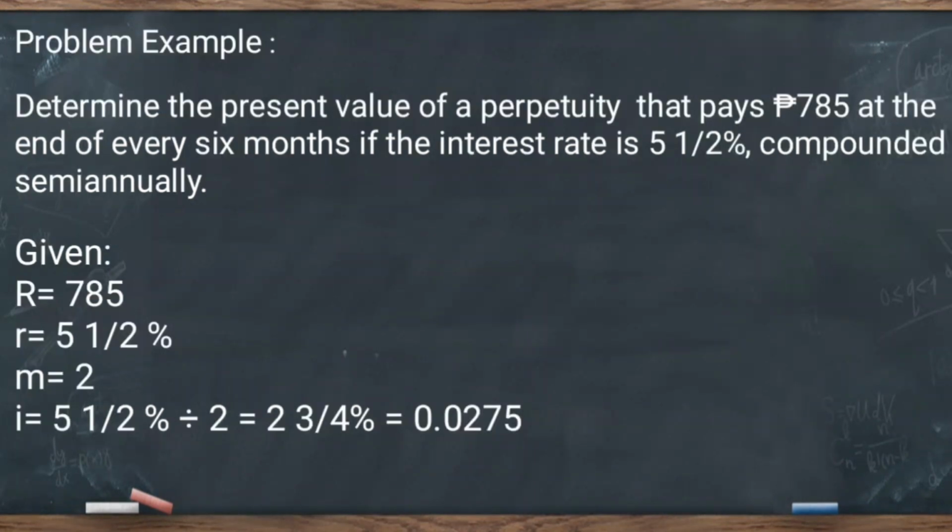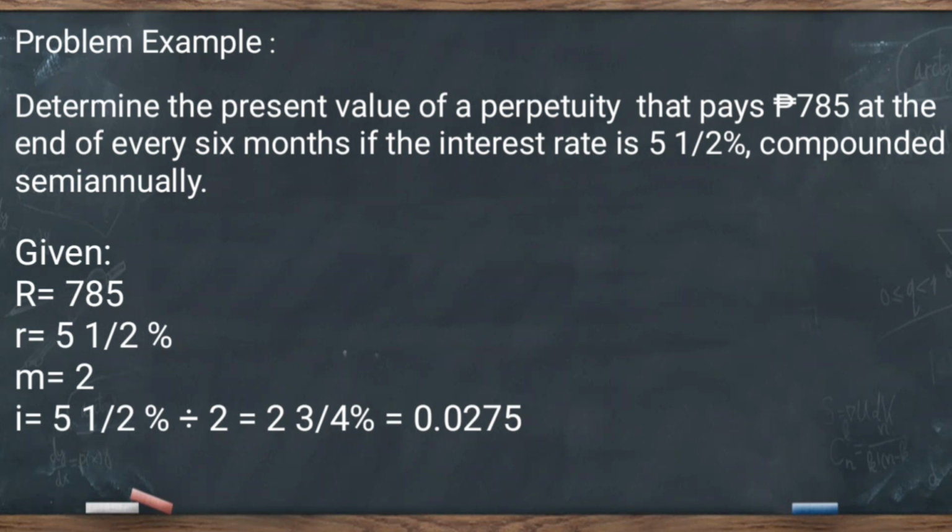Problem example. Determine the present value of a perpetuity that pays 785 pesos at the end of every 6 months if the interest rate is 5.5% compounded semi-annually. Our keyword in this problem is our payment interval, which is every end of 6 months, and our conversion period per year, which is semi-annually, which is equals to 6 months also. So therefore, our formula that we're going to use is simple perpetuity.